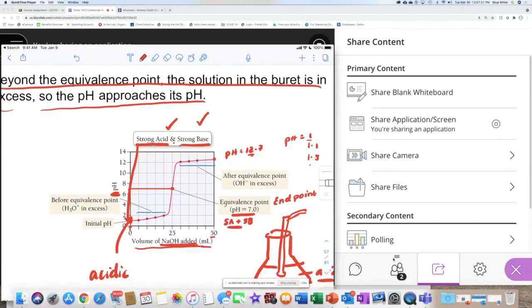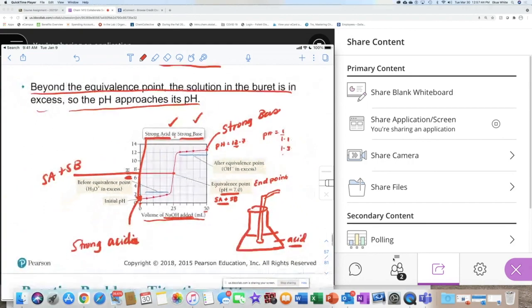So I confirmed strong acid versus strong base. I used the beginning part to figure out it was strong acid. I used the endpoint to figure out it was strong base. I used the middle point to confirm strong acid plus strong base makes that kind of middle point. Okay, so hopefully you see that. And that's how you read that.